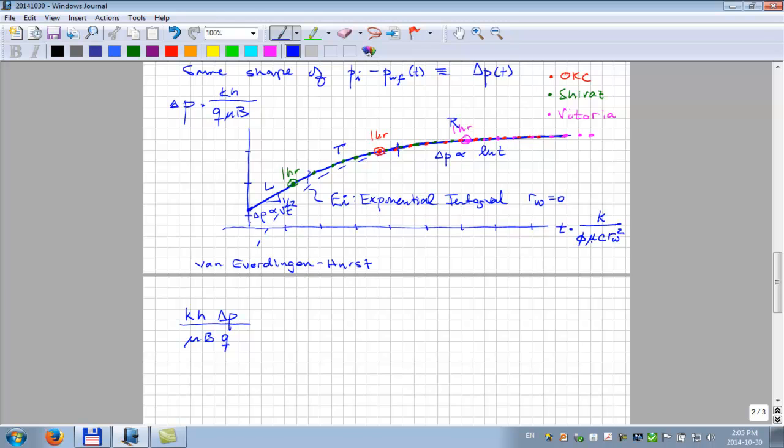Permeability, porosity, viscosity, and compressibility. If we do that, instead of using the actual time and the actual delta P, all of our data from our 3 different wells around the world will fall on the same plot, on the same shape. Okay? That's how it works.